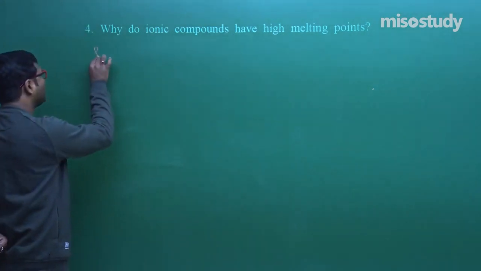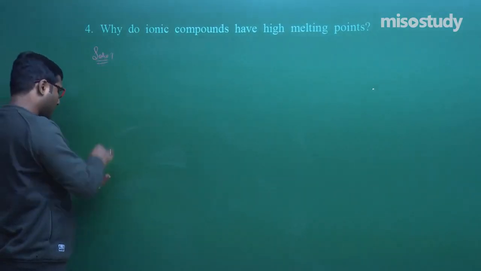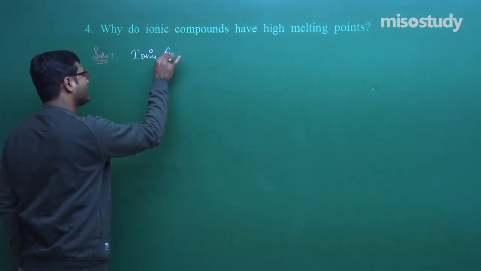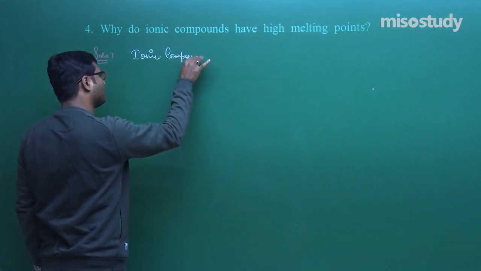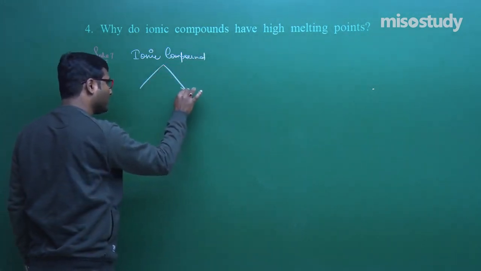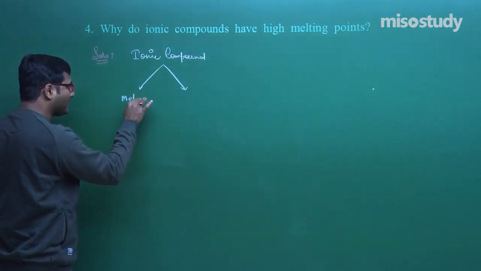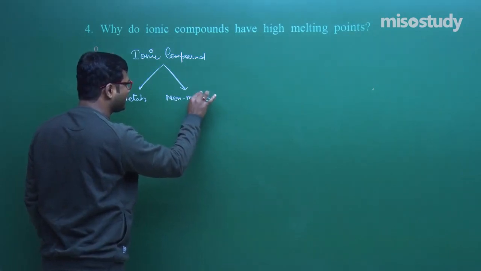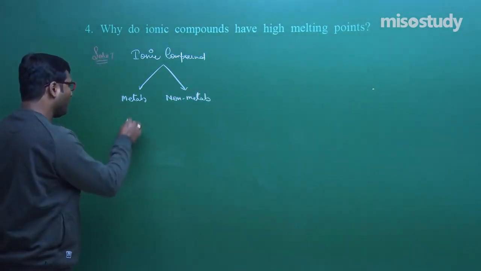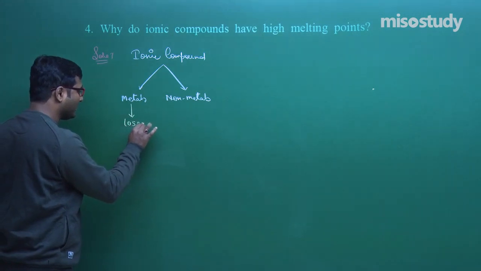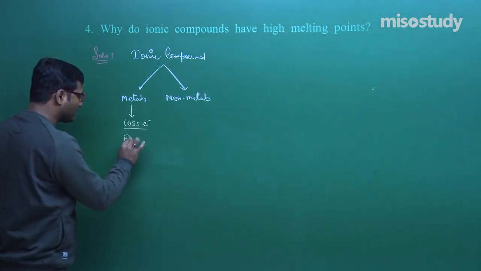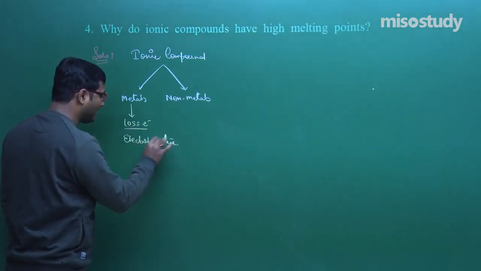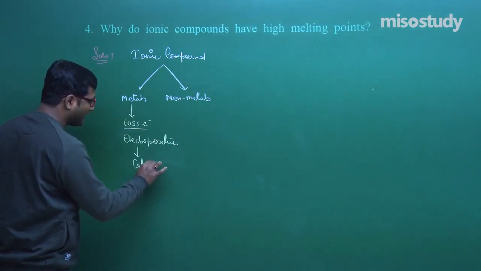As we know, ionic compounds form between metals and non-metals. Is it clear to you? And we know metals lose electrons, that is, they become electropositive. Clear to you? That is, there is a formation of cations.